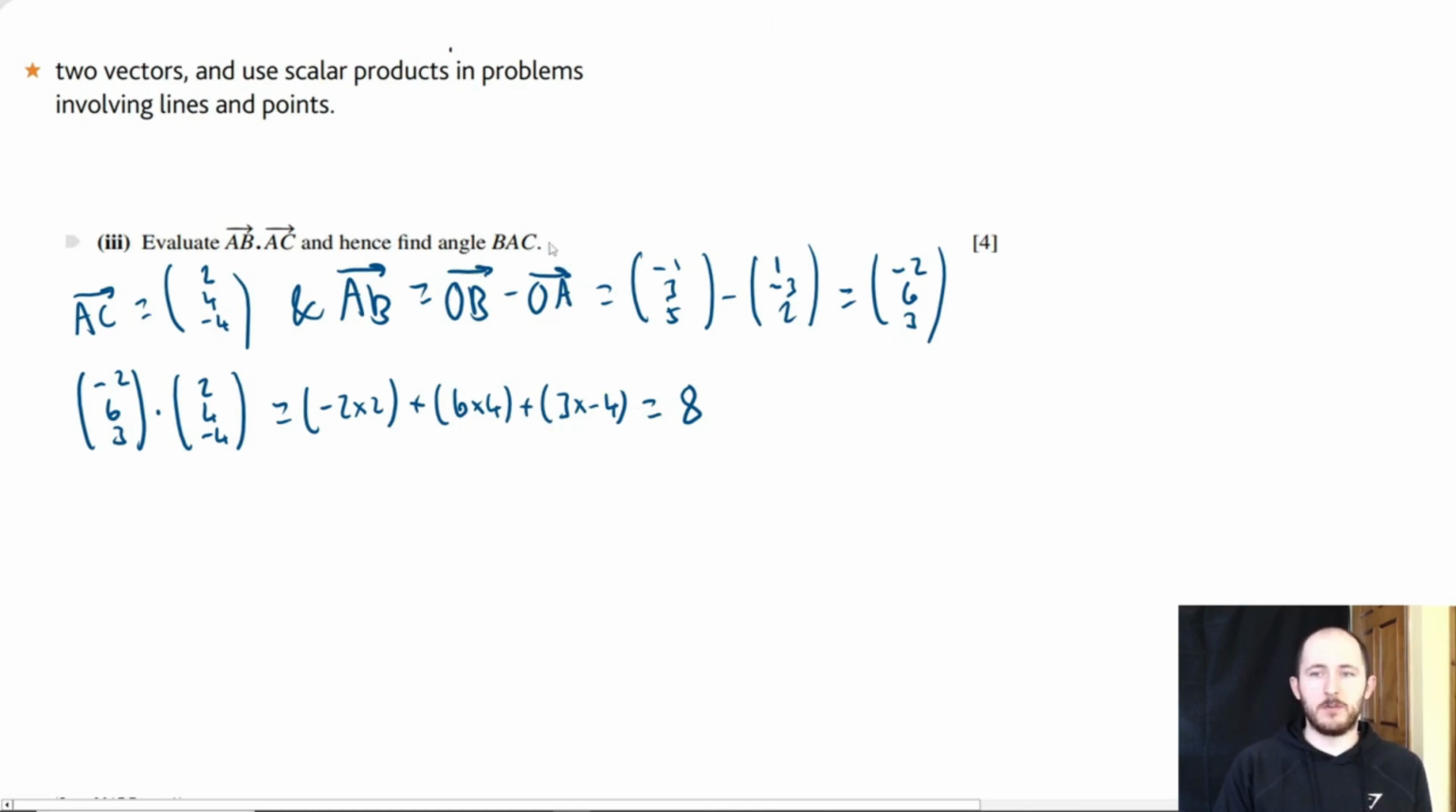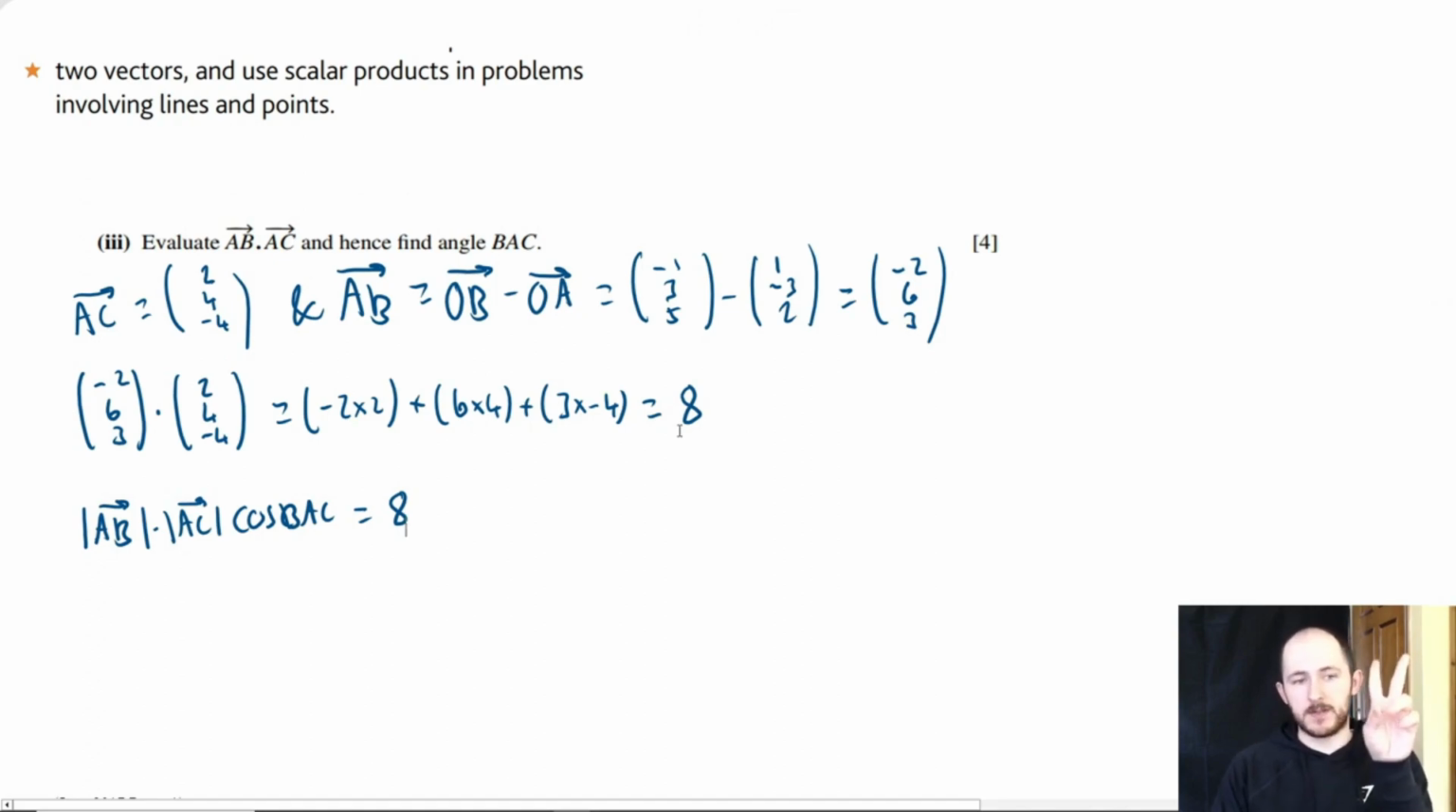So this is the angle between the two vectors. The other definition of the dot product is as follows. In this case, it would be the magnitude of AB times the magnitude of AC, it doesn't actually matter which way around you do it, times cos of the angle between them. And that will also equal, in this case, 8, right? Because we know what the magnitude equals. We know what the dot product equals.